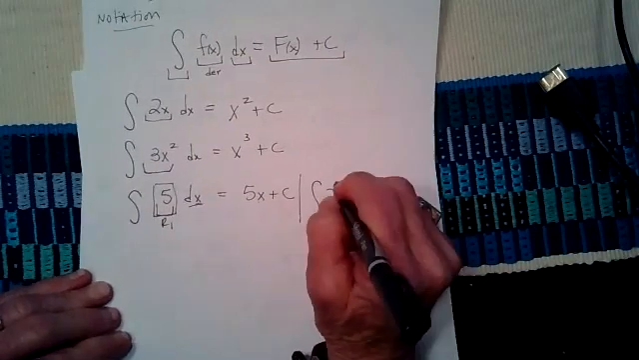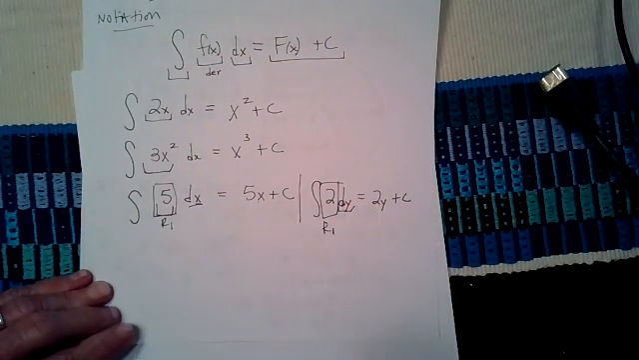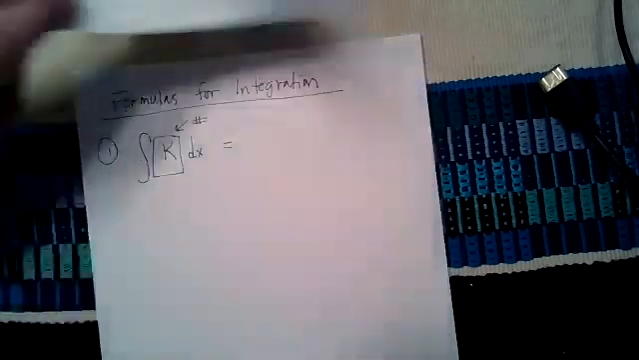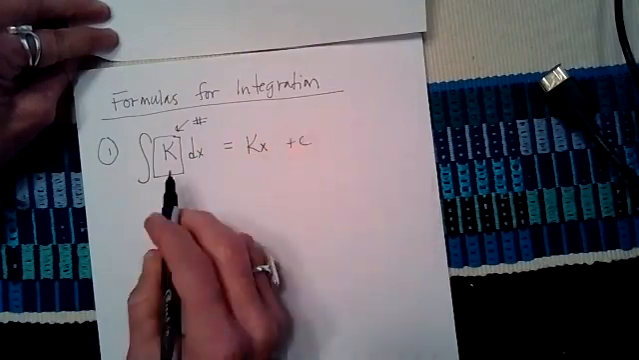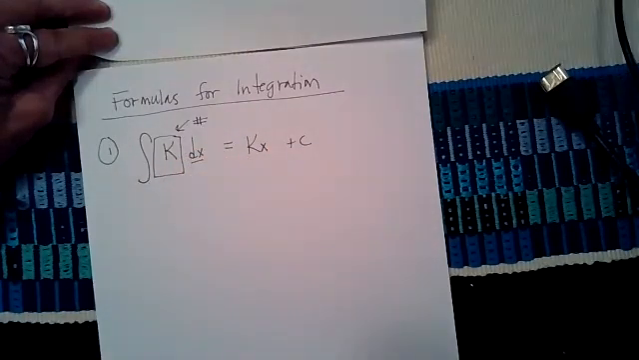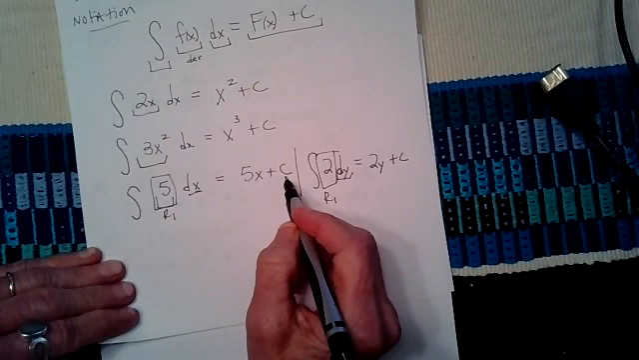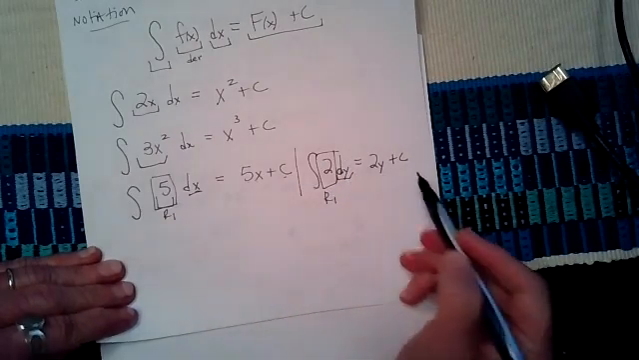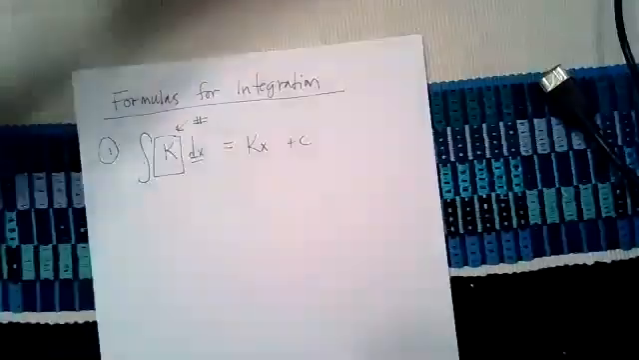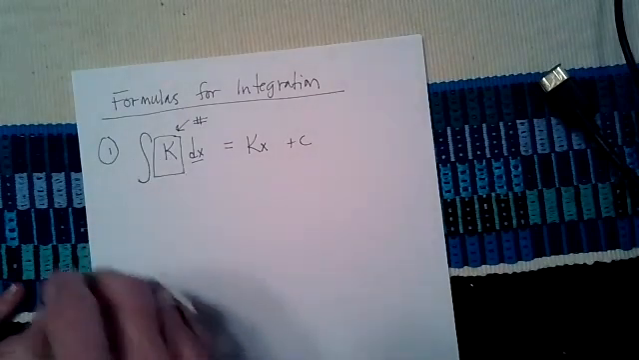And this would be rule 1. This is just a number. It doesn't have any variables in it. So how would we integrate that? It just says it's kx plus c. So we increase that number by the variable. In our example, 5 with respect to x was 5x plus c. And 2 with respect to y was 2y plus c. So we just increase a constant by the variable. That's rule 1. That's if k is just a number.